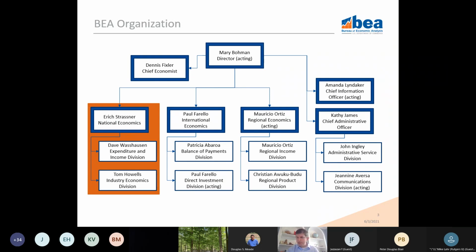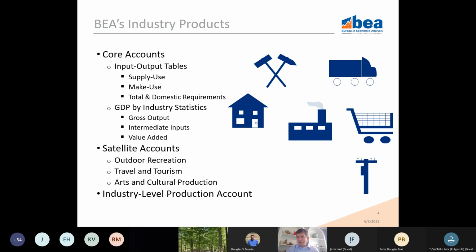And with this reorganization, it's allowed us to make a variety of improvements to all of our statistics, not least of which is a 30-day acceleration of our quarterly GDP by industry releases to make those data available concurrently with our 3rd estimate of GDP. So a lot of changes happening in a positive way.